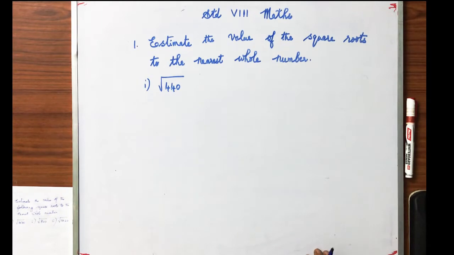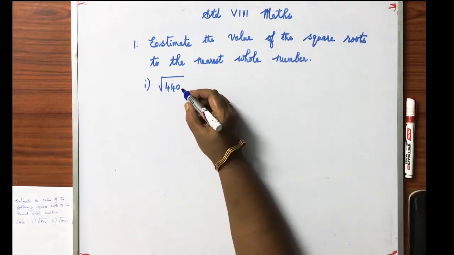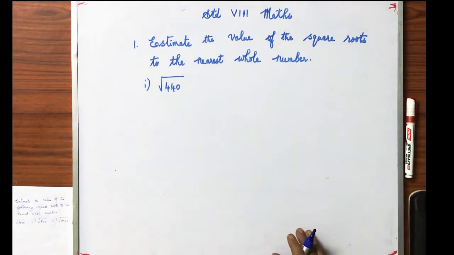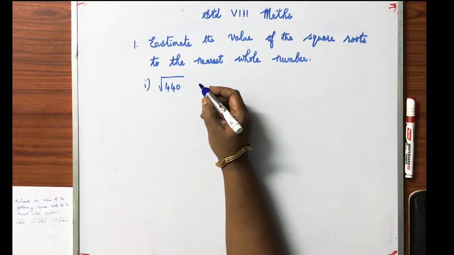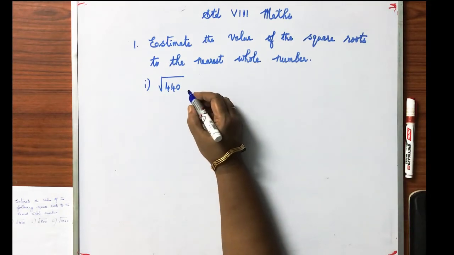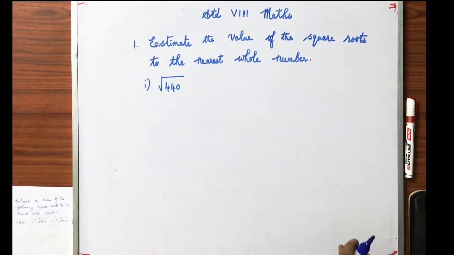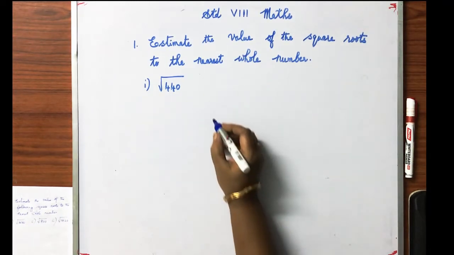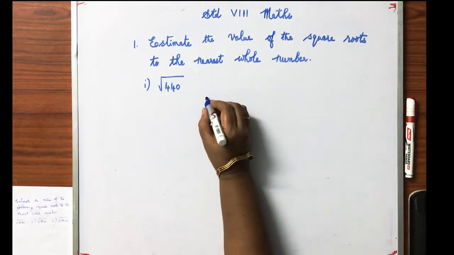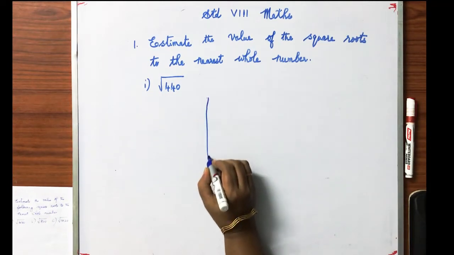So, we have to find out the square root of this number, and estimate means we should round off to the nearest whole number. So, in this method, we have to do the square root only by the long division method. We should not do the prime factorization method because we will be getting a remainder. So, for the long division method, you all know the steps.